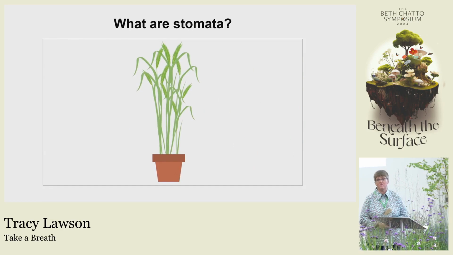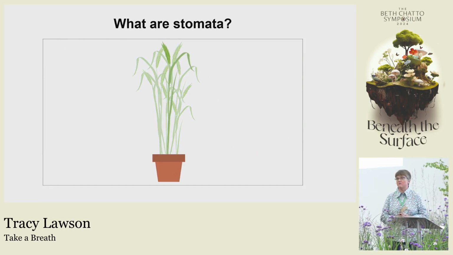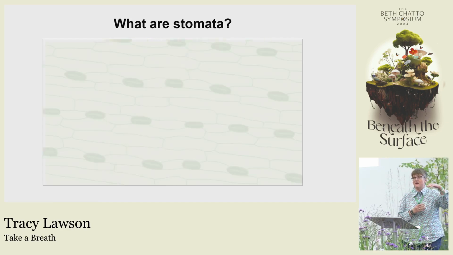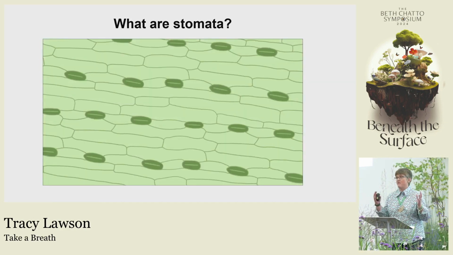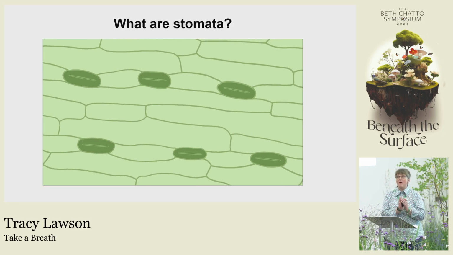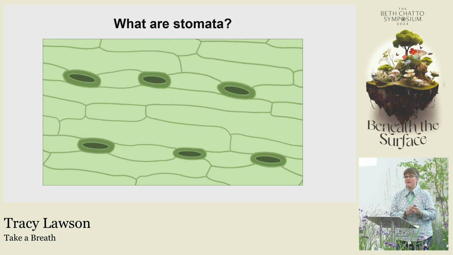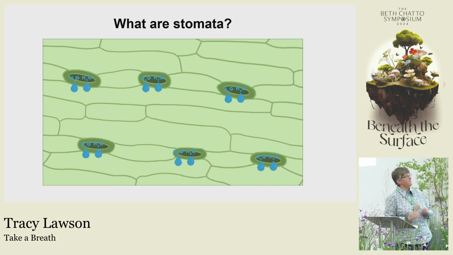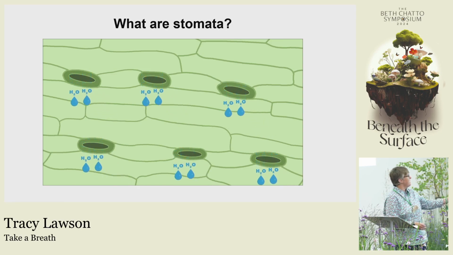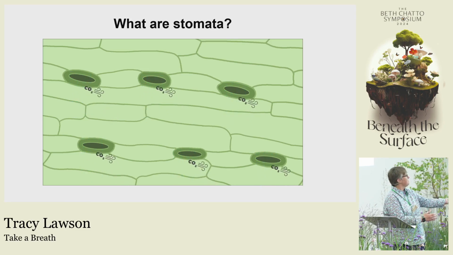Okay, so what are stomata? Stomata are the small pores on the leaf surface. Usually we think about them being on the underside of the leaf, but they're on lots of different aerial parts of the plant. The word means mouth. Stomata are mouths on the plant, hence take a breath. The pores on the leaf are surrounded by 2 specialized cells that we can see here in this image.